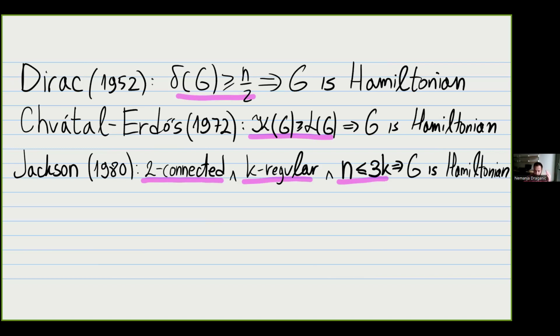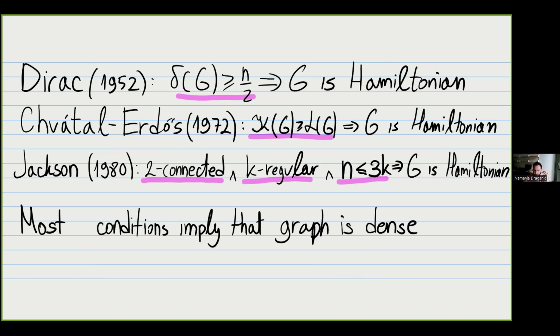These results have something in common. Actually, most of these results which give simple conditions have something in common, and this is that they imply that the graph is already very dense. As you can imagine, if the graph is dense, then it's easier to find structure inside of it. In particular, Dirac and Jackson imply a linear average degree. And if you think for a minute, Chvátal–Erdős implies that the average degree is of order at least roughly root n.